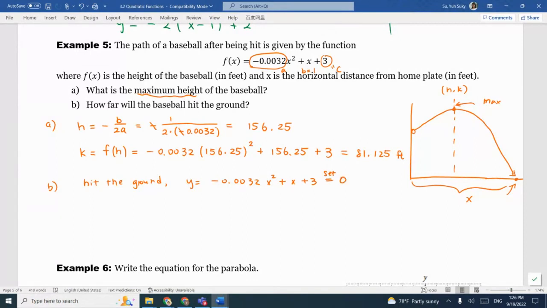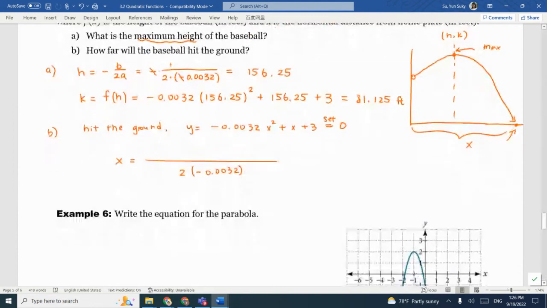Solve for x. Well, use the quadratic formula, right? Many of the word problems use the quadratic formula because the numbers are not so nice that we can factor them. So in general, use the quadratic formula. So 2a, so 2 times negative 0.0032. Don't forget to put the parentheses, because without them it becomes 2 minus that. No, we want 2 times negative of that. Multiplication, not subtraction. So don't forget the parentheses.